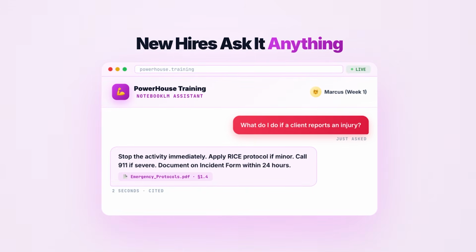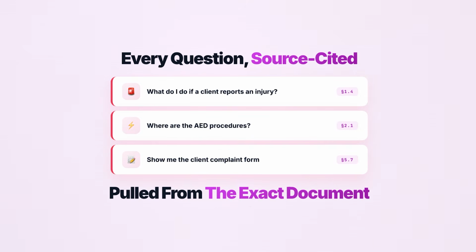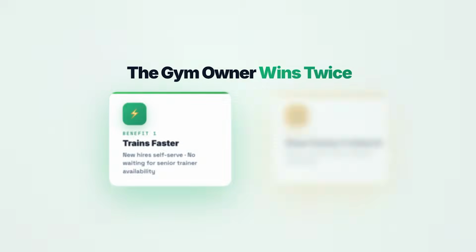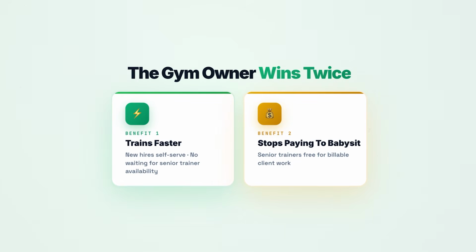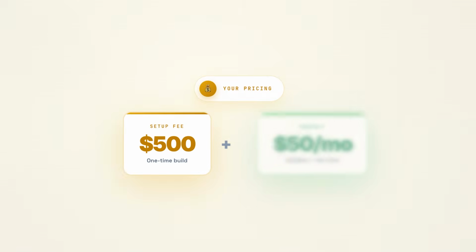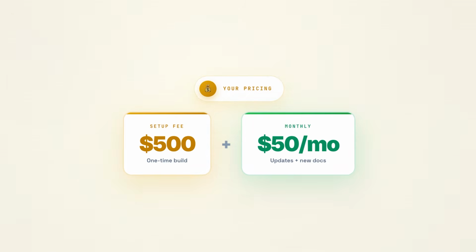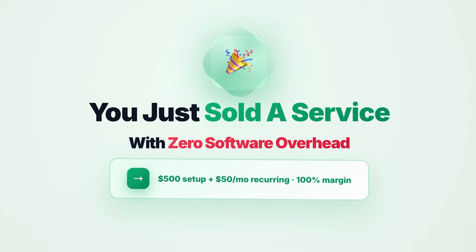What do I do if a client reports an injury? Where are the AED procedures? Show me the form for documenting a client complaint. The assistant pulls the answer from the exact document. They get trained faster. The gym owner stops paying senior trainers to babysit onboarding. You charge $500 for the setup and $50 a month if they want to add new documents or update protocols. That is a service you just sold with zero software overhead.